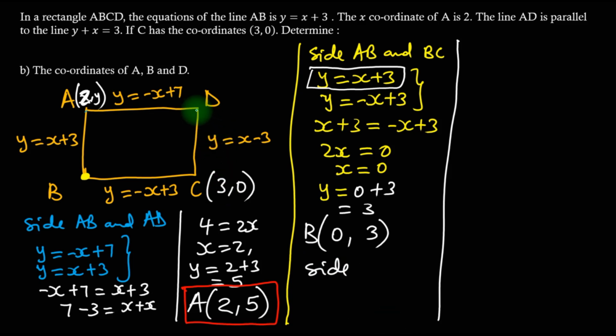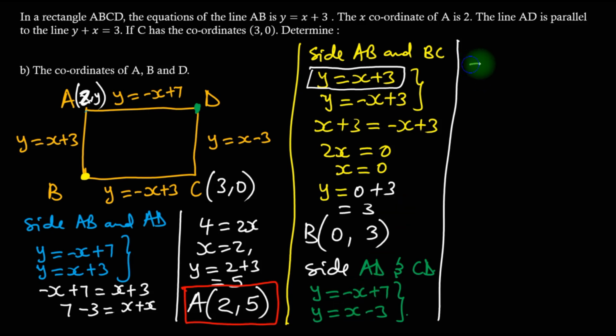Since we want to get the coordinates of D, we consider sides AD and CD, or DC. D is common. Therefore, we are going to equate y is equal to minus x plus 7 and y is equal to x minus 3. So we have the two equations.